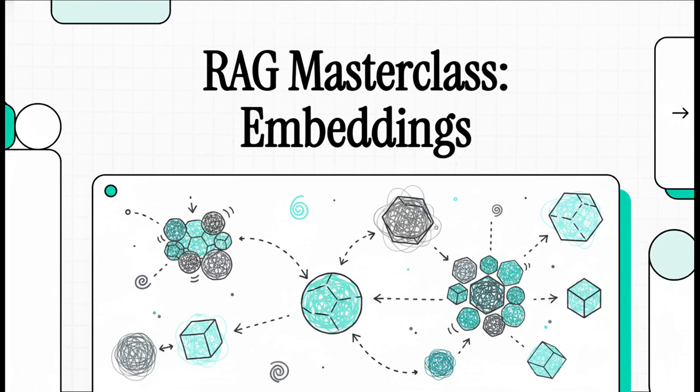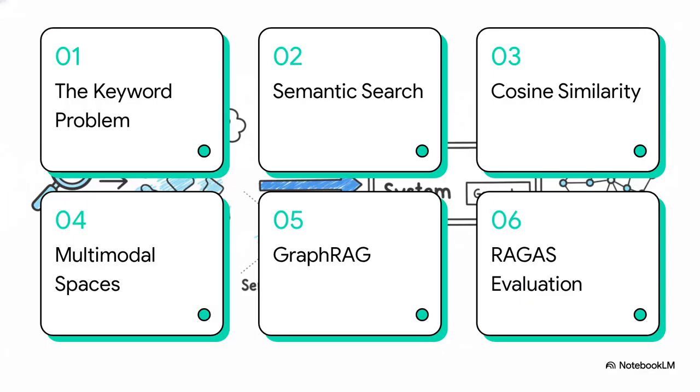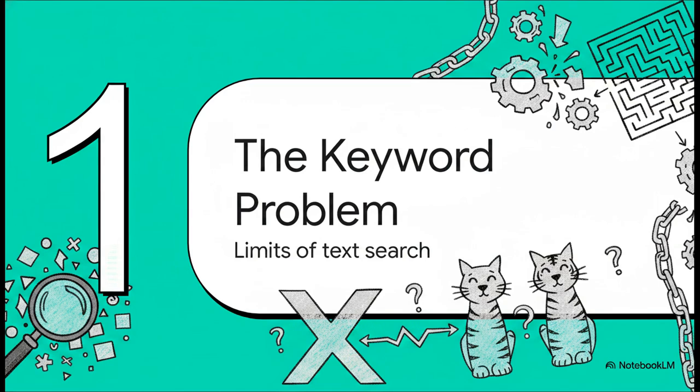For all you data scientists and AI engineers listening, our goal today is to make the heavy math behind meaning feel incredibly intuitive. Here's our roadmap for this explainer. We'll start with the keyword search problem, move into dense vectors and semantic search, tackle cosine similarity, explore multimodal spaces, look at GraphRAG, and finally, wrap up with evaluating retrieval using RAGAS. Let's dive in. Section 1.